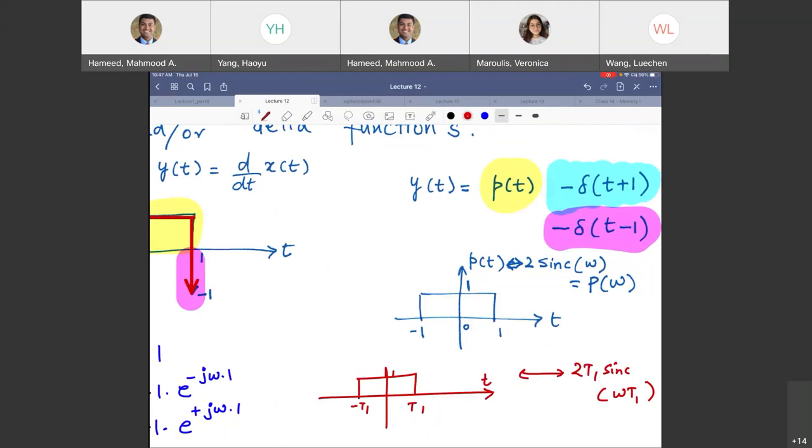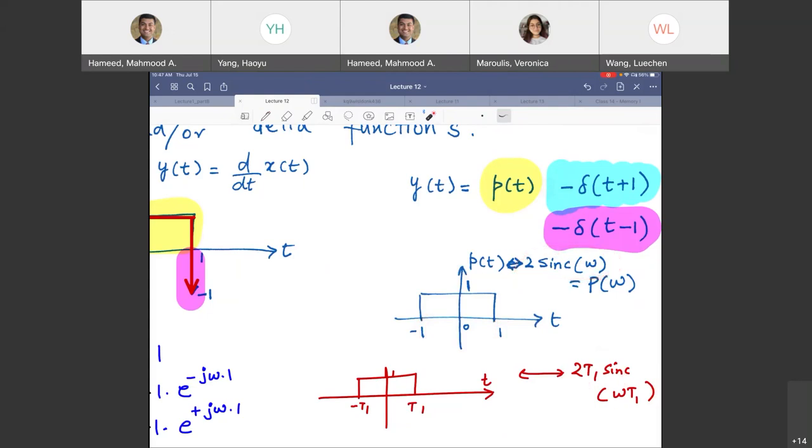Again, standard result derived in the previous lecture. Available in the Fourier transform pairs tables. You need to refer to that during the exam time. Next. So 2 t1 sinc omega t1. In our example over here, t1 is simply 1. Right. So if you plug in t1 is 1, you get 2 sinc omega right here.